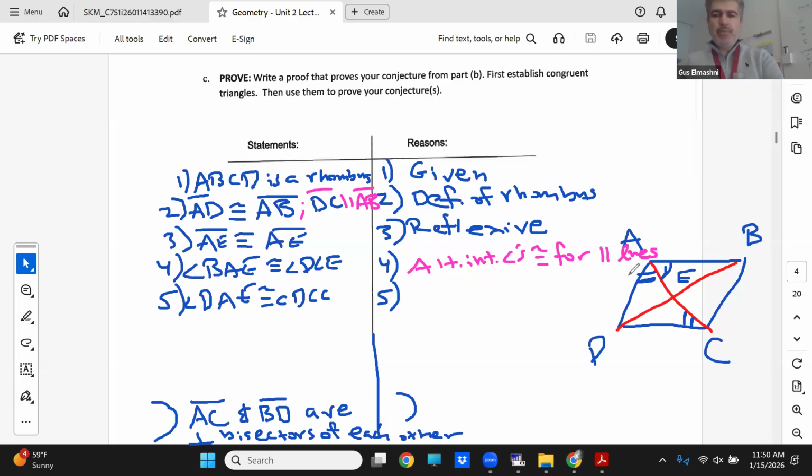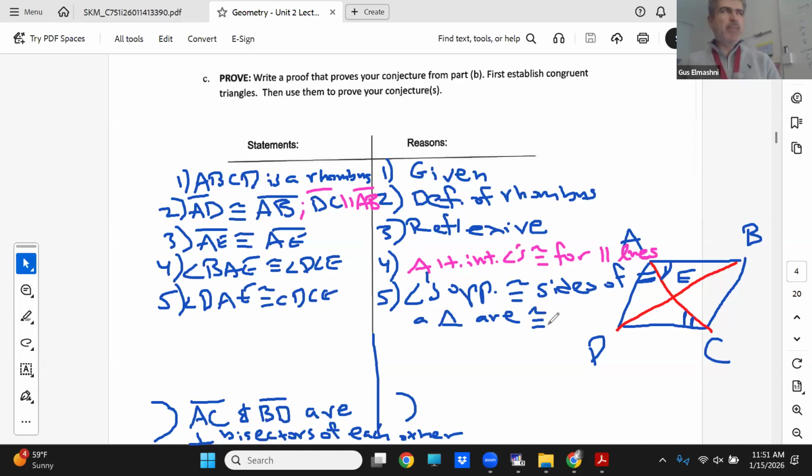The reason why that's true is because angles opposite congruent sides of a triangle are congruent. Does that make sense? When you have an isosceles triangle, if these sides are the same, those angles are the same. So we know that AD and DC are the same. We already know that.